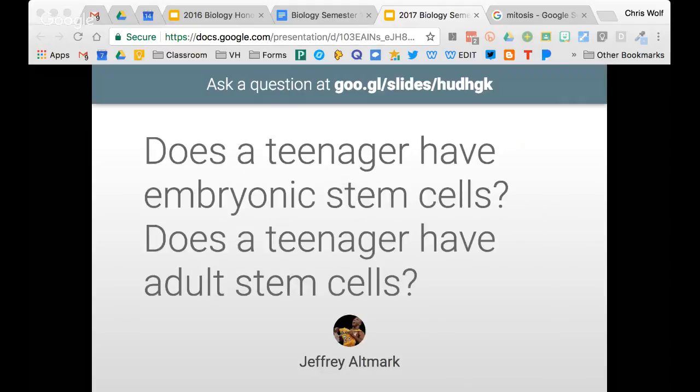Does a teenager have embryonic stem cells? No, because you're not an embryo. Once you're born, once you're at a certain stage of development before you're born, all your embryonic stem cells have gotten jobs, have gotten instructions on how to be all the different kinds of cells in your body. We do have adult stem cells, though. For example, your liver has stem cells to make more liver cells if it needs it. Not all organs have stem cells, so it's not a perfect situation, but your body does have some adult stem cells. They're just not as versatile as embryonic ones.